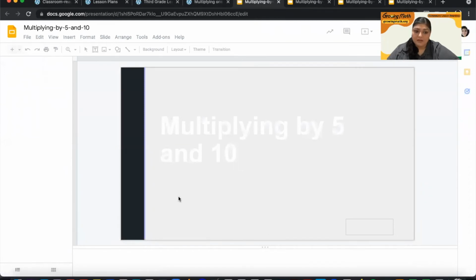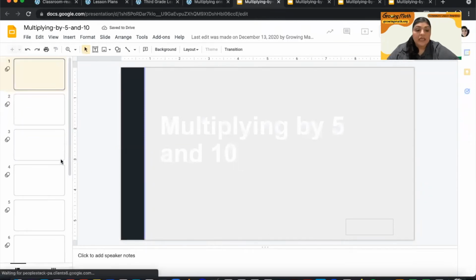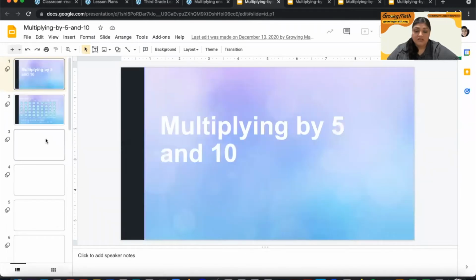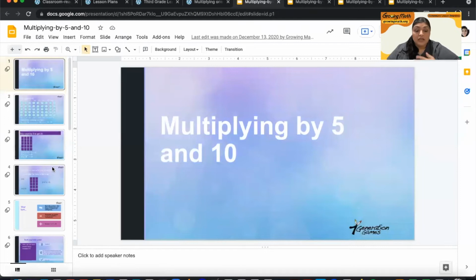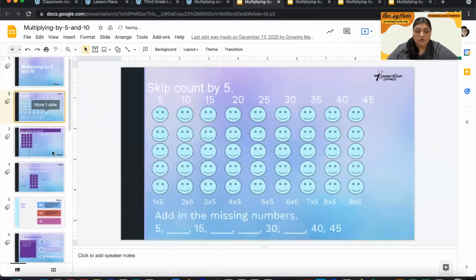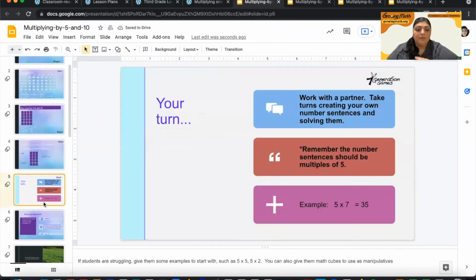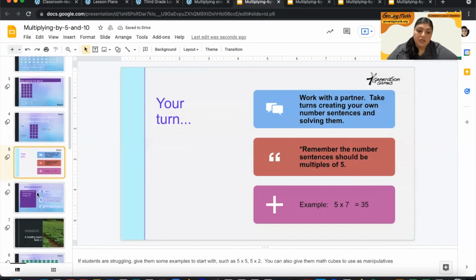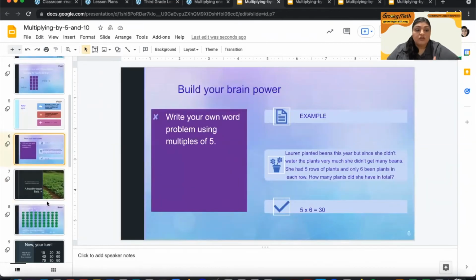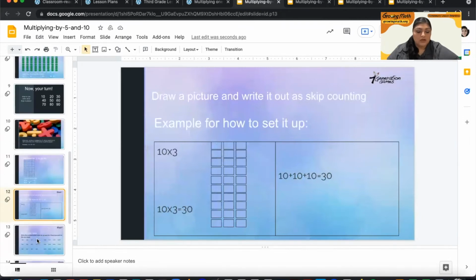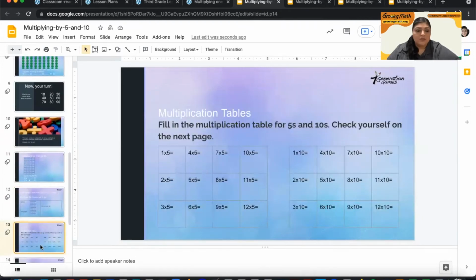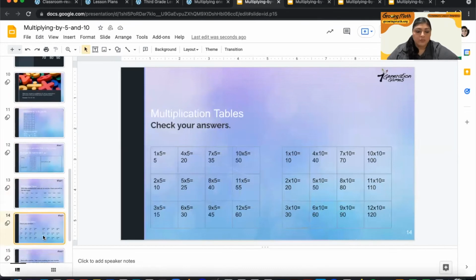Multiplying by 5 and 10. Again, you can make a copy, download the Google Slides presentation, and customize it if you need to. If not, like we mentioned, all of our lessons are ready to go. So here we have multiplying by 5. And then again, you would go over the lesson with them, have time for student input, which gauges where they are with their understanding of the lesson. So you can definitely have the assessment within the lesson as well.